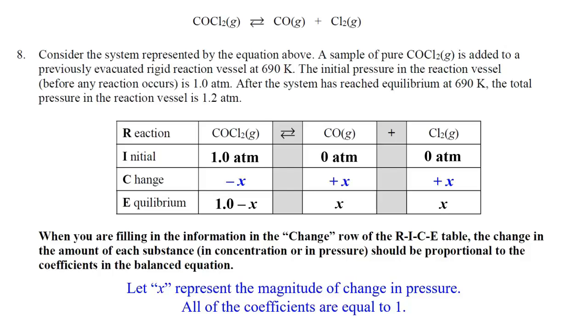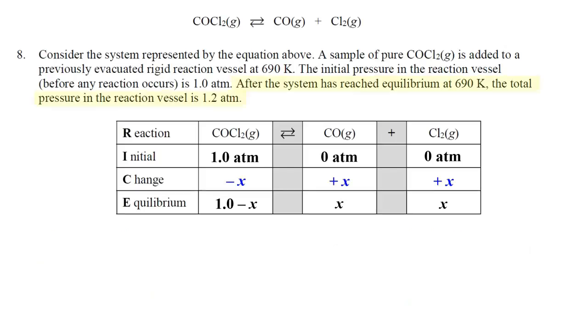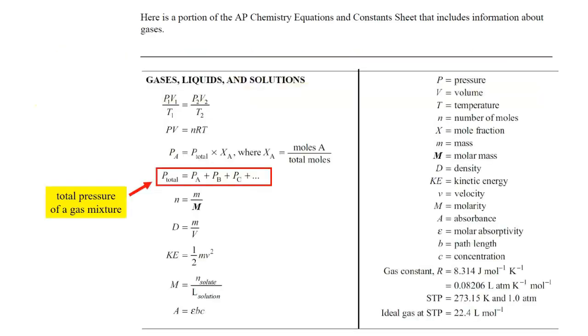The next thing that we're going to do is remember something that you learned when we were studying the properties of gases, and that is that the total pressure of a gas mixture is going to be equal to the sum of the partial pressures of the individual gases in the mixture. So we know that at equilibrium, the total pressure in the reaction vessel is equal to 1.2 atmospheres. Here, on the AP Chemistry Equations and Constants sheet, this is the section entitled Gases, Liquids, and Solutions. You can see that the equation for the total pressure of a gas mixture, P total, is the sum of the partial pressures of the individual gases in the mixture.